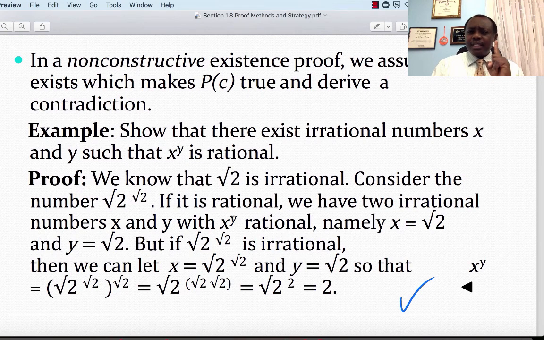I haven't really said my x is root 2 and my y is root 2 definitely. I said if root 2 raised to the power root 2 were rational, then my x will be root 2, my y will be root 2, and I'm done.